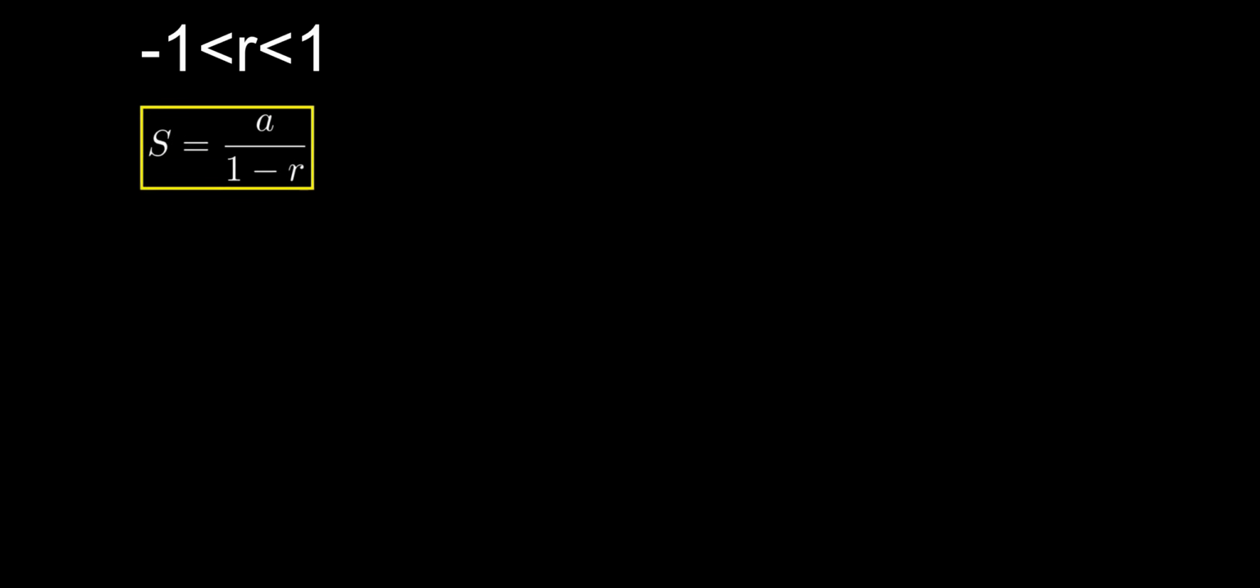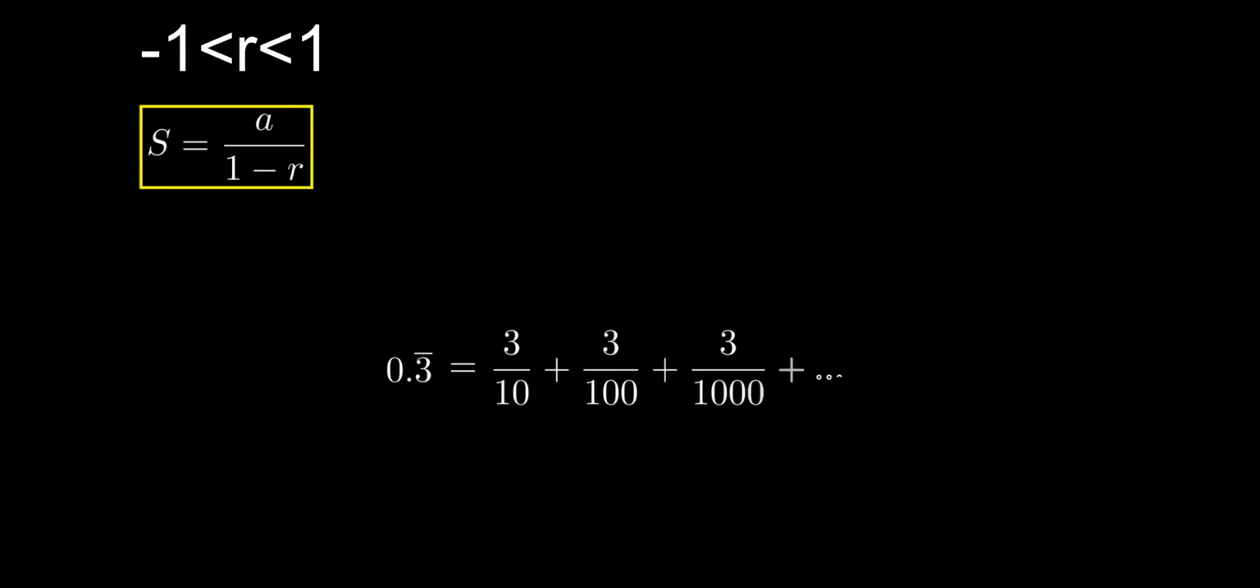Now we have arrived at the main part of this video, converting repeating decimals to fractions. Let's look at our previous example, 0.3 repeated, and convert it to a fraction using an infinite geometric sequence first. We know it is just 3 over 10 plus 3 over 100 plus 3 over 1000 and so on.